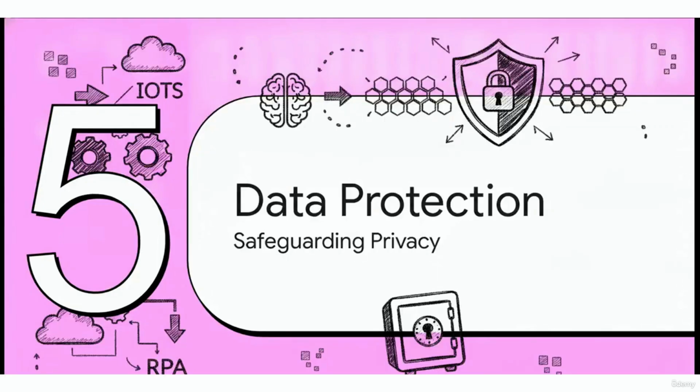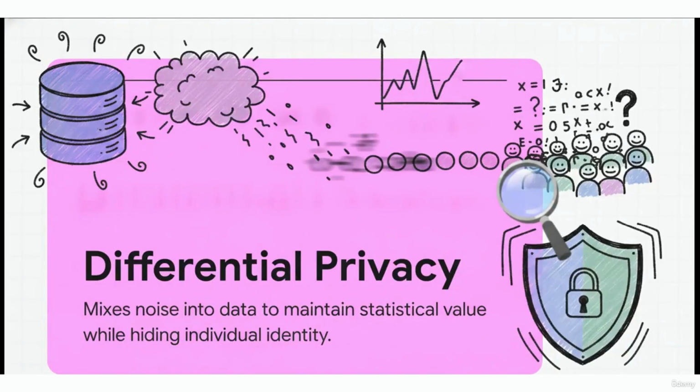Section 5, Data Protection and Privacy. As AI devours data from our everyday lives, we desperately need to talk about safety features. Let's look at 3 major privacy safeguards, starting with differential privacy. This is a highly advanced technique that cleverly mixes random mathematical noise into data. Imagine a database showing the average age of a group. The overall average remains highly accurate so the AI can learn, but if a hacker tries to reverse engineer it to find your specific age, that added noise makes it exceedingly difficult. You are literally protected by mathematical static.